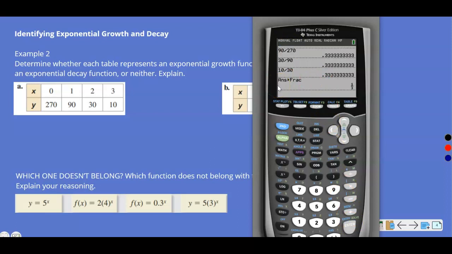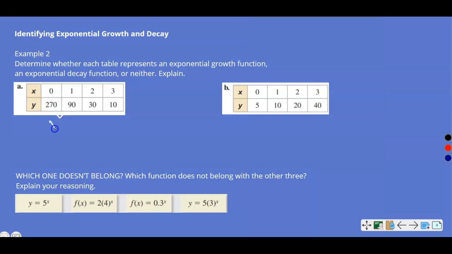So here I am multiplying by 1/3. So that means this is a decay function. And it's a decay function because your b value is between 0 and 1. So this is 1/3, and this is 1/3 as well. All right, so as x increases by 1, y is multiplied by 1/3. So the table represents exponential decay. So I'm just going to write decay here.